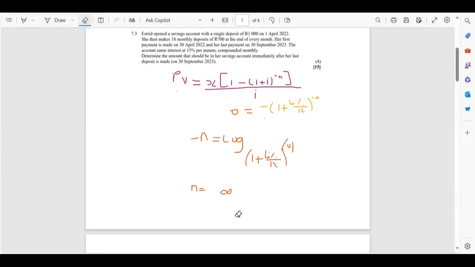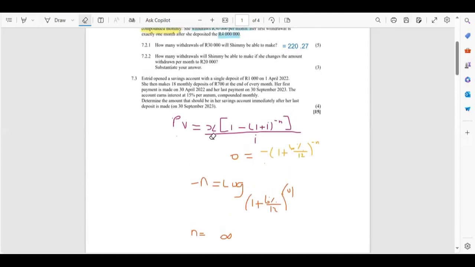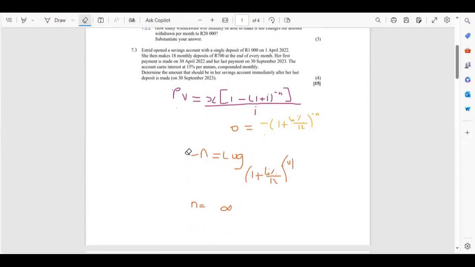Now, let me explain why, or what does this mean? This simply means you can make an infinite number of withdrawals. Why? Because the 4 million, remember, the present value that she invested, which is 4 million, would now earn an interest of 20,000 per month. This is the interest you earn, your I, from the 4 million you invested. That I is equal to 20,000. This is the amount you are getting from the bank. And every month, you're making withdrawals of 20,000, so your withdrawals are also equal to this 20,000.